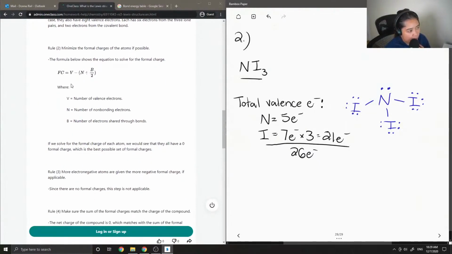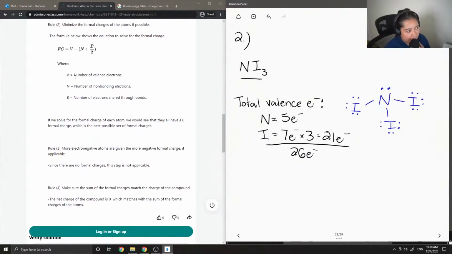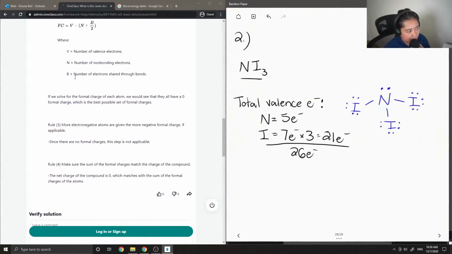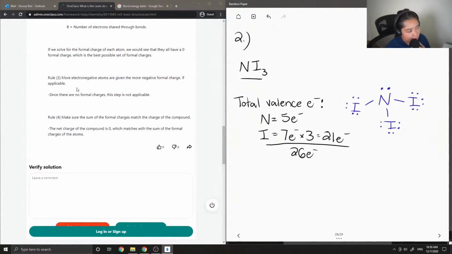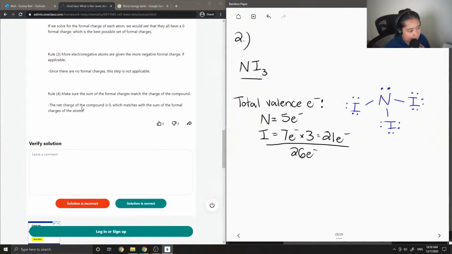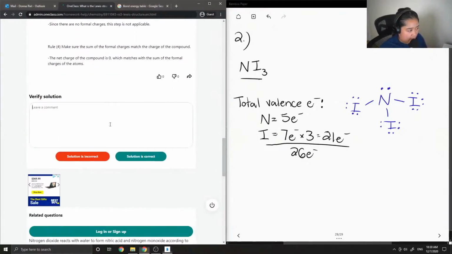And they also showed the formula for formal charge. So all of the atoms had a formal charge of 0, so that was good. If we solve for the formal charge of each atom, we would see that they all have a 0 formal charge. Rule 3, more electronegative atoms are given the more negative formal charge, so that is not applicable in our case. And the net charge of our compound is 0, which matches the sum of the formal charge of the atoms. Yep, so the solution is correct.